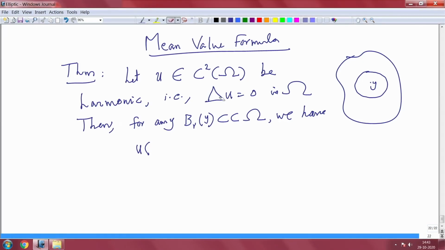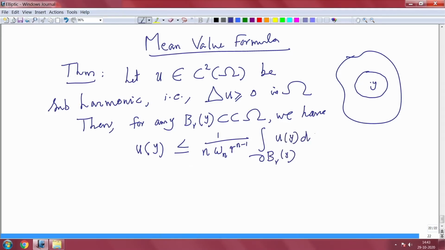I do a more general thing: let u be subharmonic, that is, Laplacian of u greater than or equal to 0. Last lecture we introduced this: u is subharmonic if Laplacian of u is greater than or equal to 0, then you have the inequality u of y less than or equal to 1 by n omega n r power n minus 1 times the integral over the boundary of the ball Br of y of u ds of x. Let me use x here around that point.